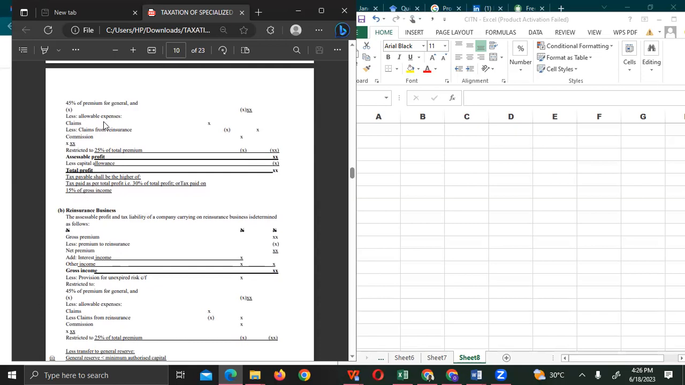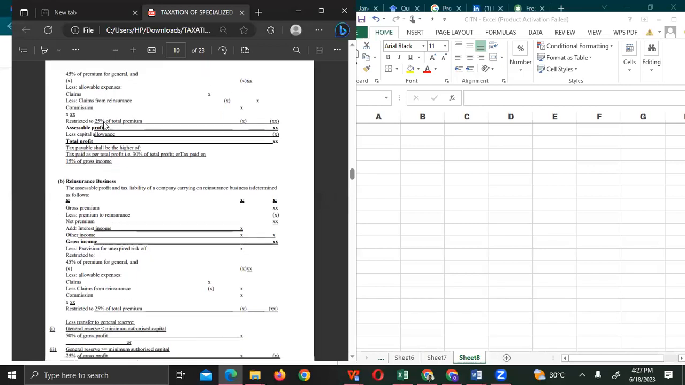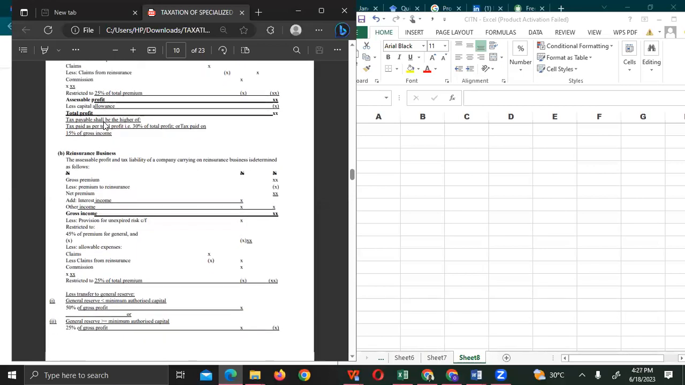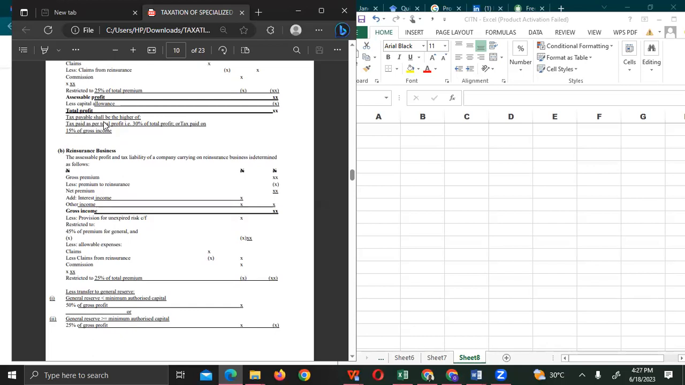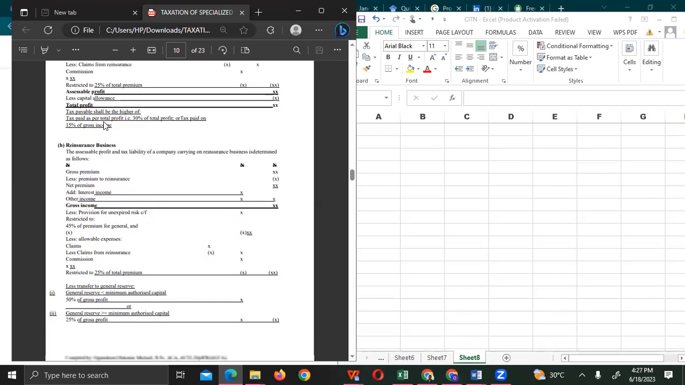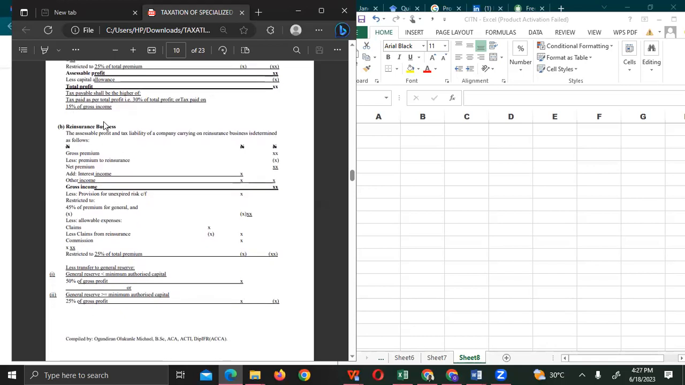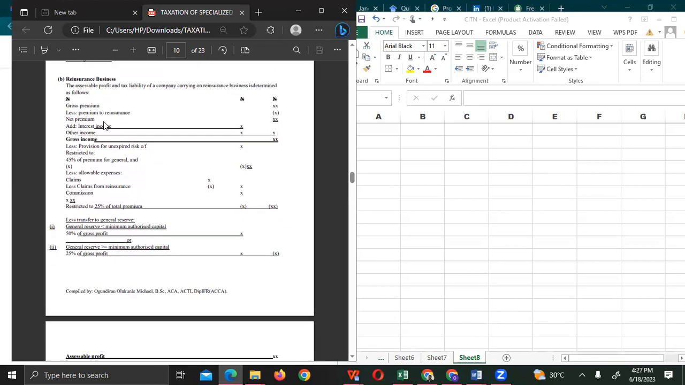All right, so let's move on to the insurance business. For the insurance business, we have the gross premium. Then we have less premium to the insurance. Then we have the net premium. Then we have interest income, other income. Then you have your gross income. Then we have provision for unexpired risk carry forward, which is also restricted to 25% of gross premium.